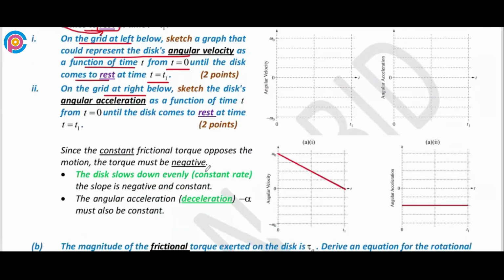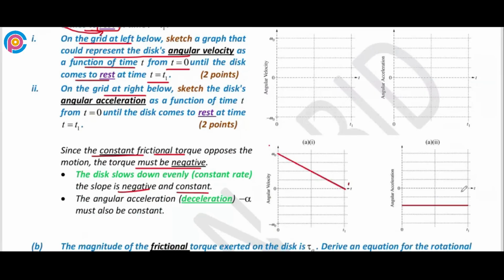Now, according to this, we have the basic concept. There is a constant frictional torque acting on the body, which is against the motion. So the torque is negative, and the angular velocity slows down gradually at a constant rate. If you calculate the slope at any instant, it will be constant, but its value is negative because the initial velocity is higher and the final velocity is 0. So the decrease in velocity is smooth and constant.